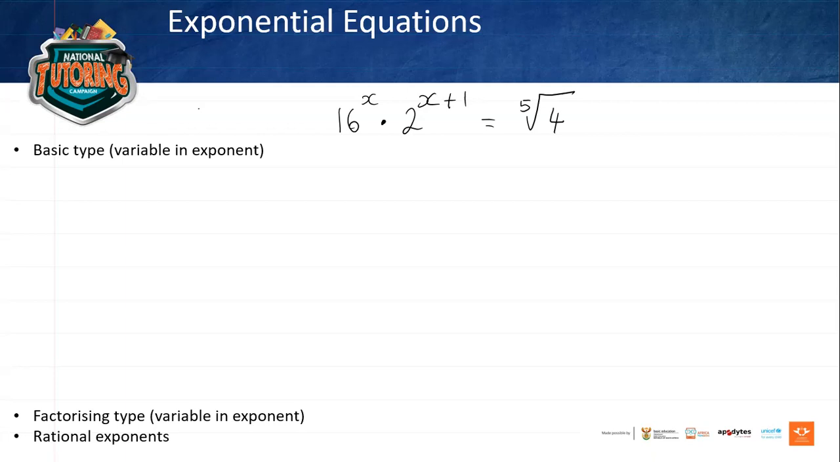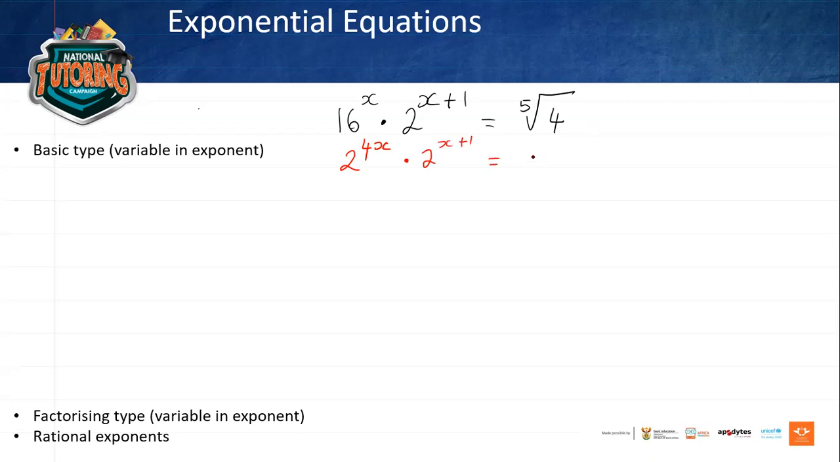Okay, here we have 16 to the x times 2 to the x plus 1 equals the 5th root of 4. For exponential equations, we always want to write the bases the same. So 16 is 2 to the power of 4, and so we rewrite it as 2 to the power of 4 to the power of x, which means we're multiplying. So we get 2 to the power of 4x times 2 to the x plus 1.